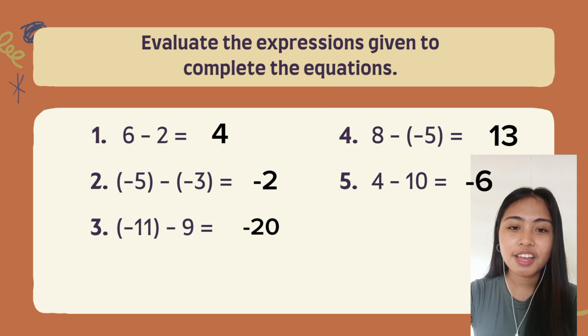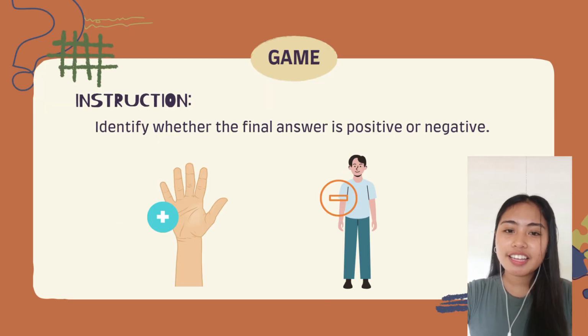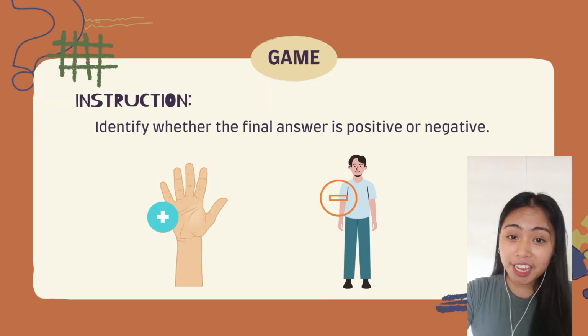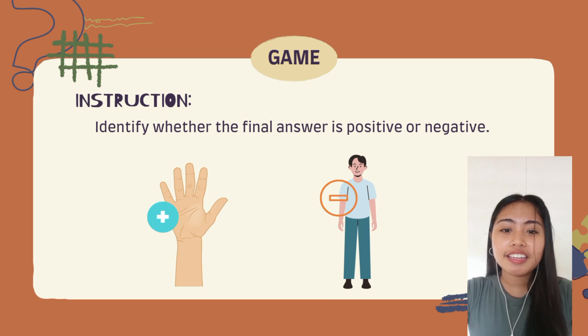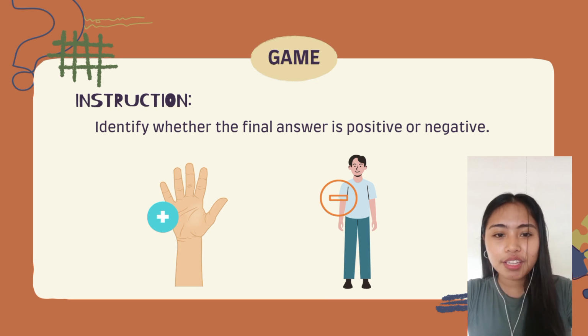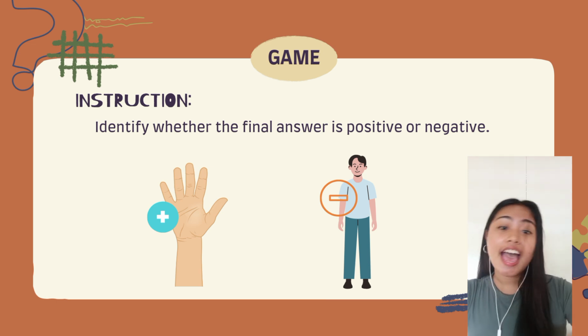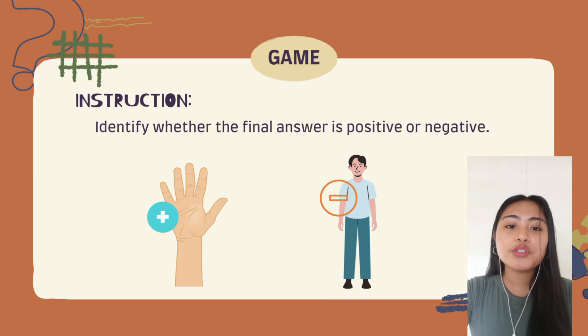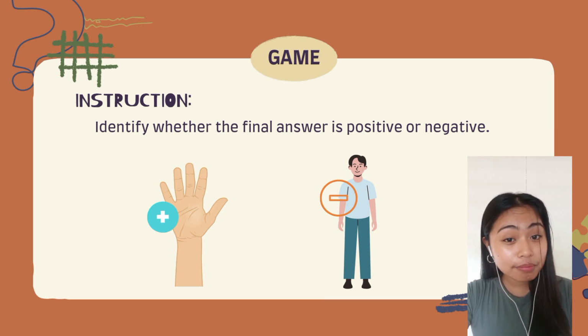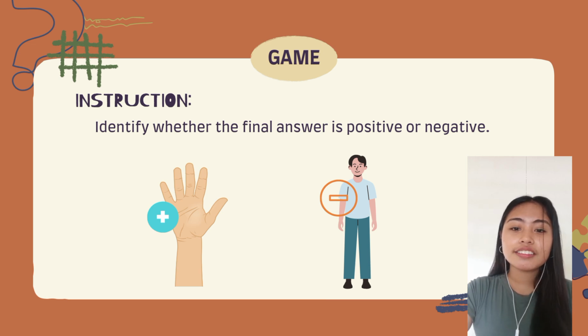Very good, class. Before we start for a new lesson, let's have first a game. So in this game, you have to identify whether the final answer is positive or negative. If it is positive, you have to wave your right hand, and if it is negative, you have to stand up. Are we clear? Okay, let's start.